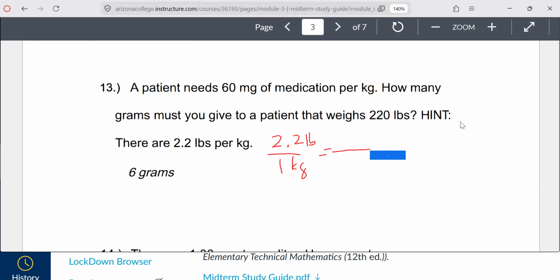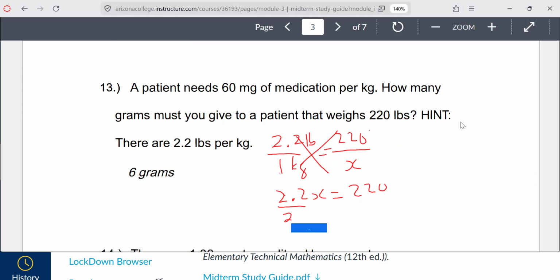Because I have pounds on top, equals 220 pounds, and then X kilograms. So pounds, pounds on top, kilogram, kilogram at the bottom. And then I cross multiply. 2.2 times X is 2.2X. 1 times 220 is 220. And then now I divide by 2.2. So x equals 100 kg. If you put that in a calculator, you should get 100 kg. Okay, so this patient weighs 100 kg.